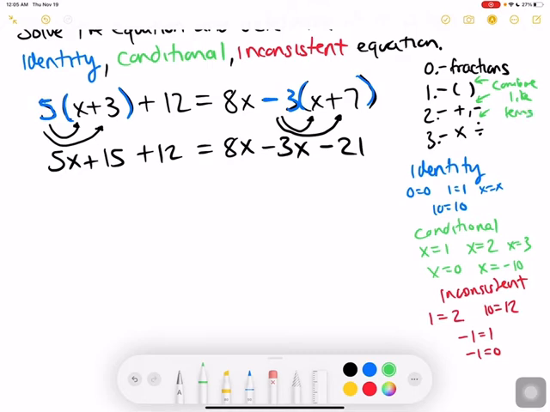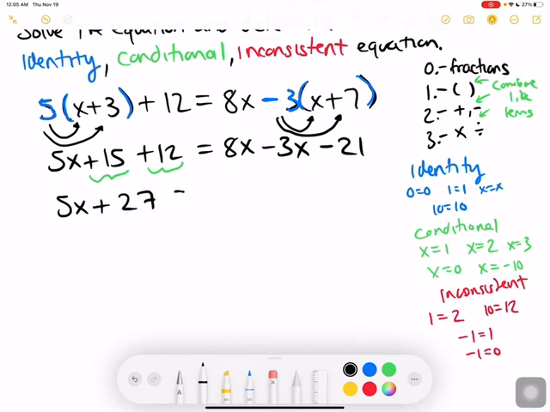Okay, so everything that has the same variable with the same exponent can be combined through regular additions or subtractions of the coefficients, the big numbers. So on the left side you can see that 15 and 12 can be combined into one number. So 5x, and then 15 plus 12, you just have to add those two numbers. That is going to be a 27.